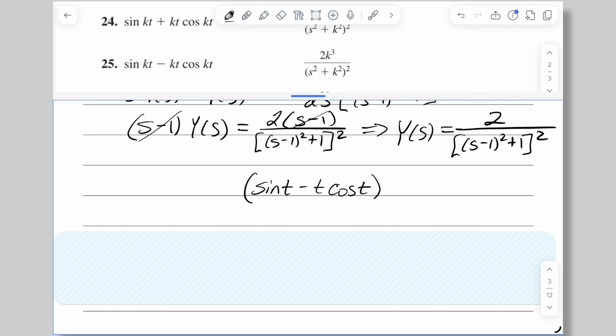However, we did have a shift, and since we have this s minus 1 here, we're going to throw in a factor of e to the t, and then say that's our function y of t. It's generally good form if you're using some sort of table, as long as your reader knows what reference you're using, to tell us, I used form number 25 in the table.